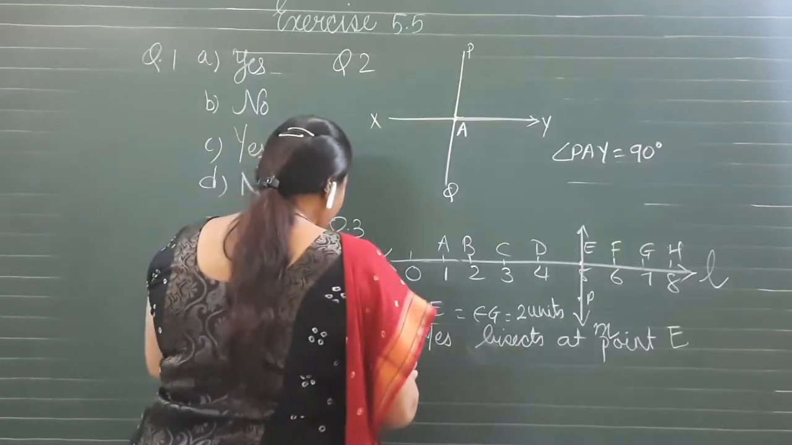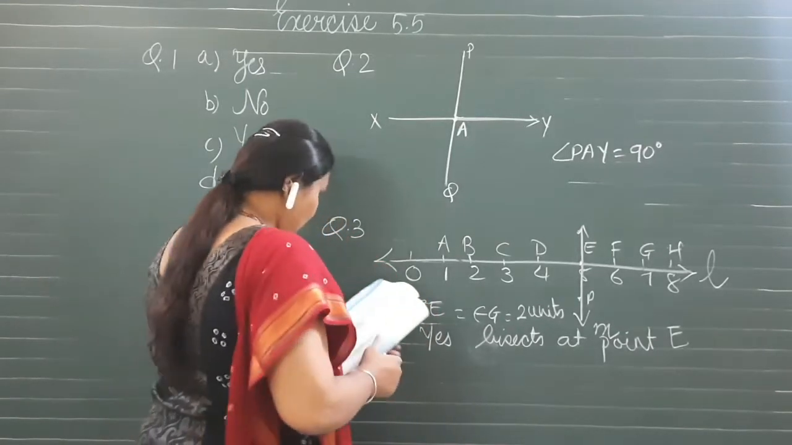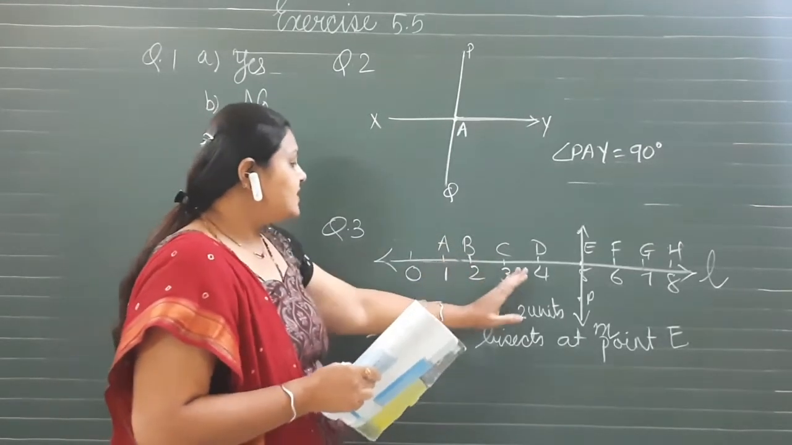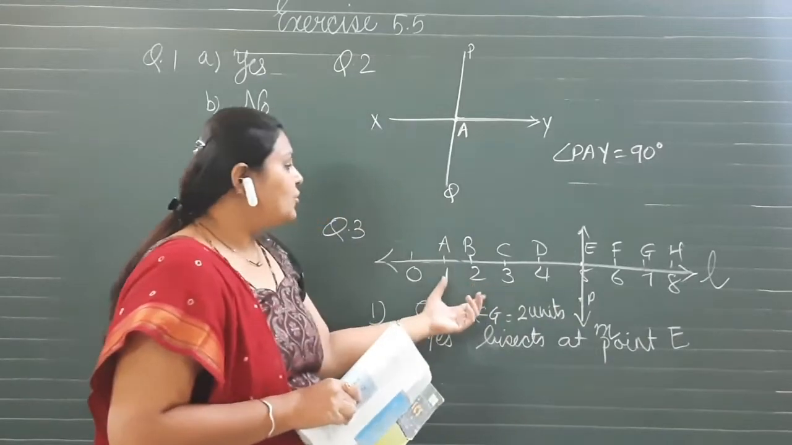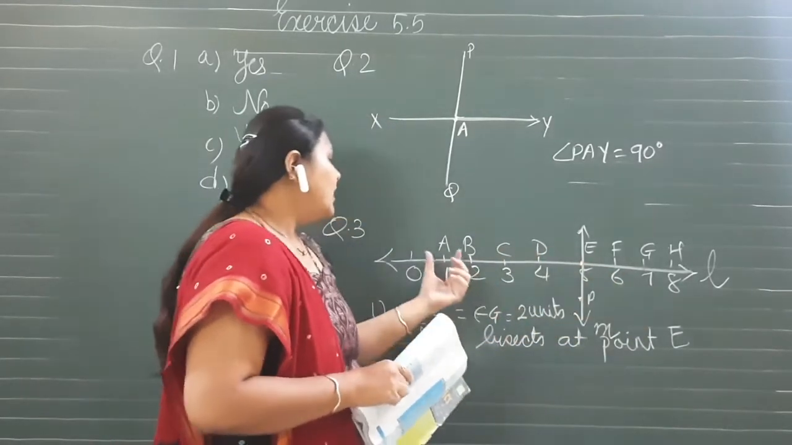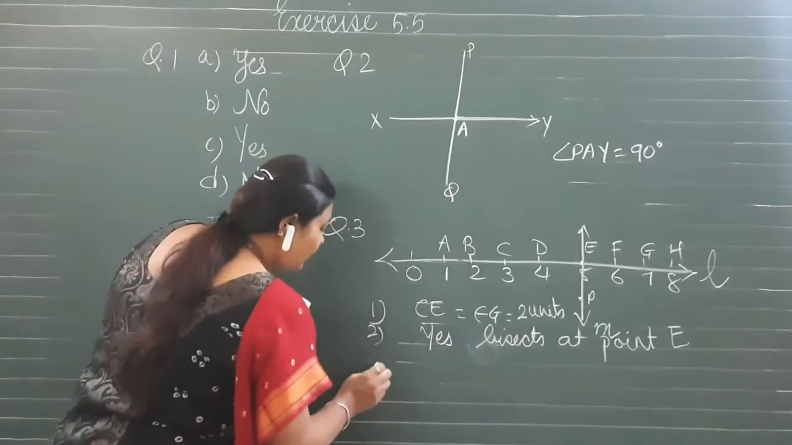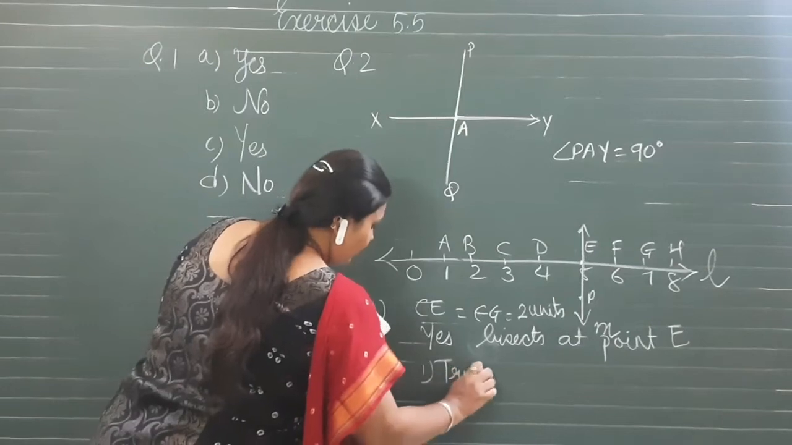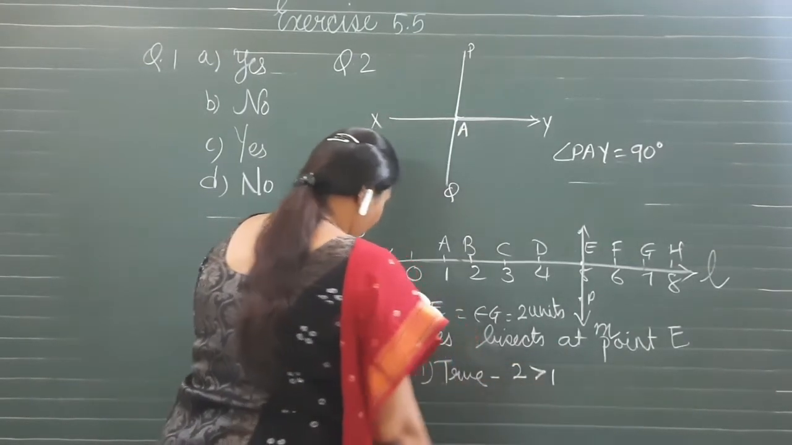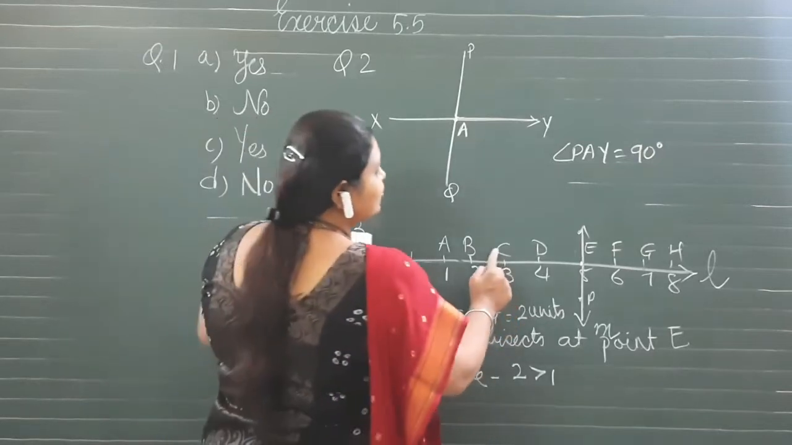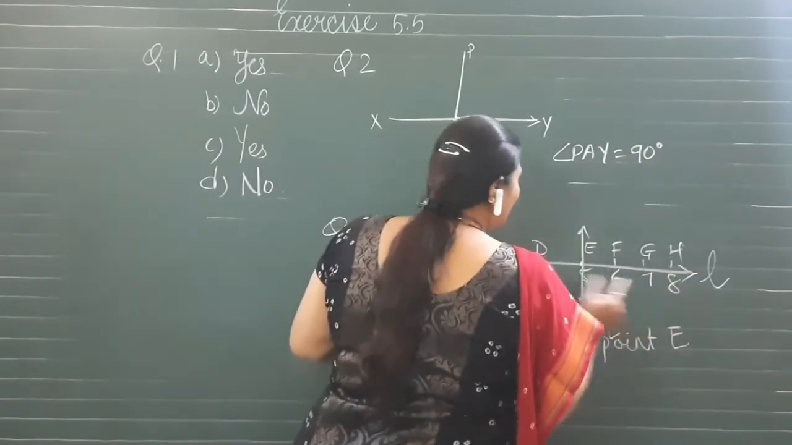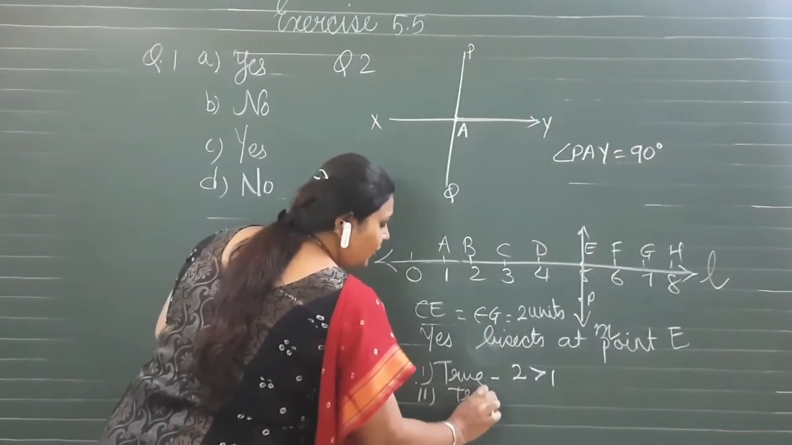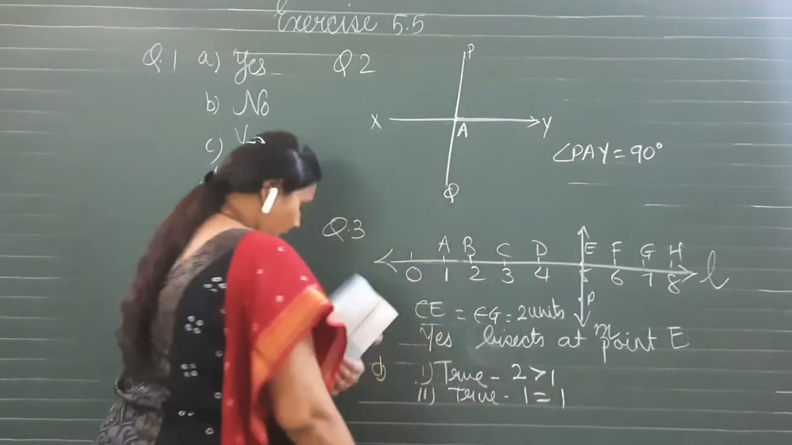Question number 3. Are these statements true? AC is greater than FG. So AC is greater than FG. AC has 2 units, FG has only one. Here AB and BC. So we can say yes, true. 2 is greater than 1. Same way, CD equals GH. CD, GH. Both of them have 1 unit. So you can say true. 1 is equal to 1.